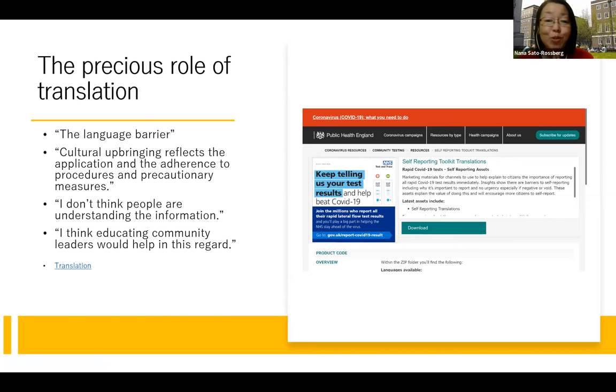So as Lutz already presented, we conducted an online survey, and our results show this. Many people think that there is a language barrier. Well, cultural upbringing reflects the application and adherence to procedures and preventive measures. And many people feel that it's not only about language, but there is a cultural barrier.